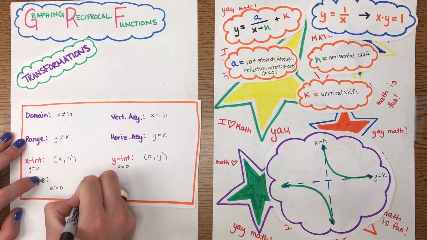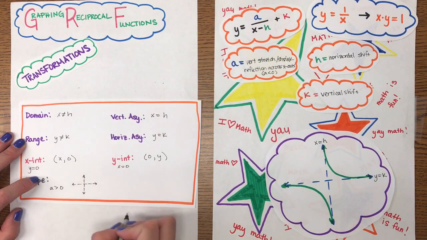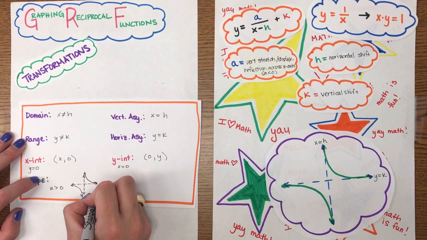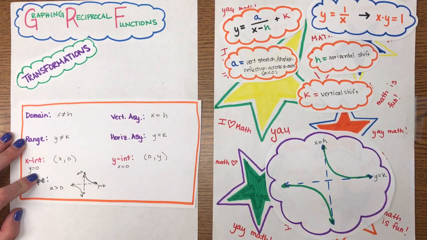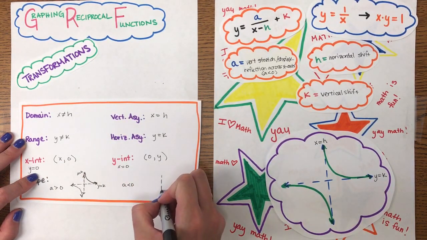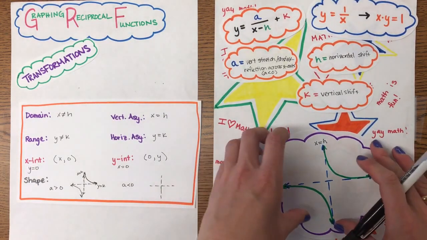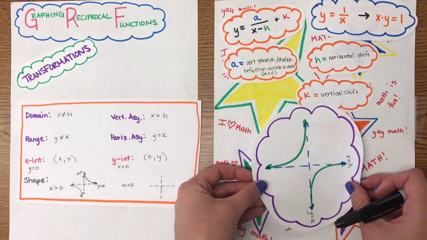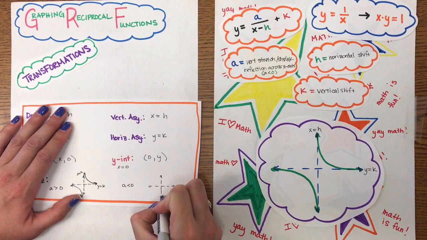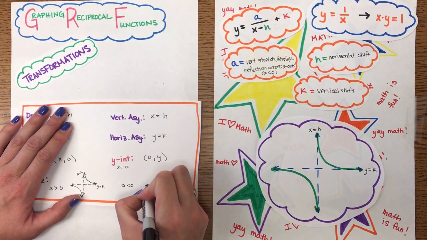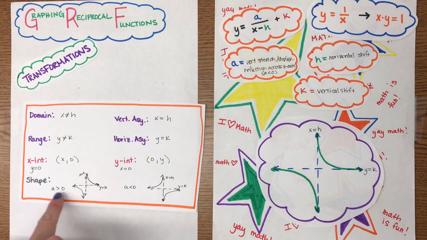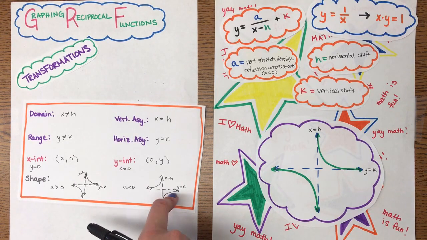If a is positive, these are my vertical and horizontal asymptotes. If a is positive, my graph will look like this. Okay, so as expected, y is equal to k, x is equal to h, and I'm in the top right and bottom left portions of my graph. If a is negative, my graph flips across the x-axis, so if this were to flip over, my graph looks more like that. So if a is negative, my graph is going to be in the bottom right and top left quadrants, like that. So if my a value is positive, my graph will look like this. If my a value is negative, my graph will look like that.